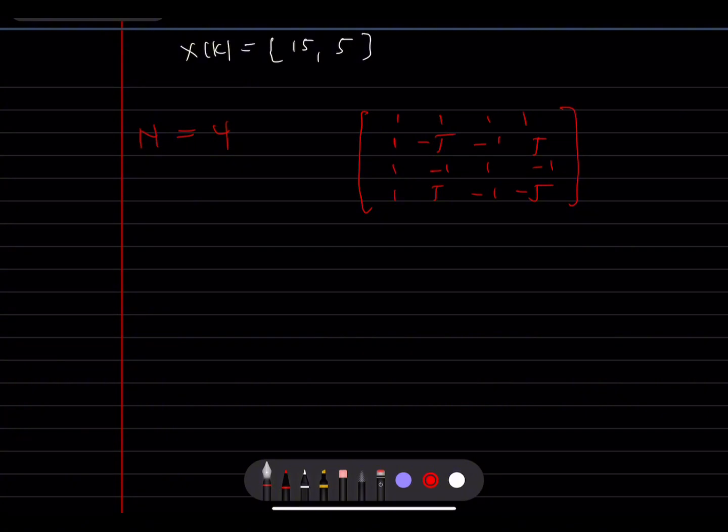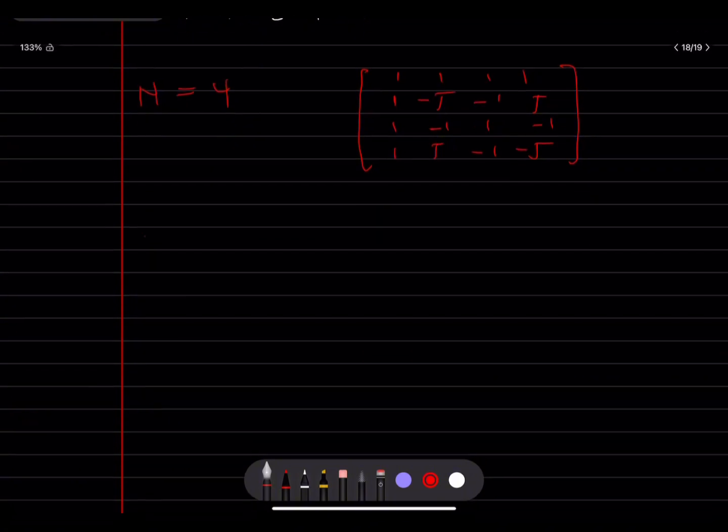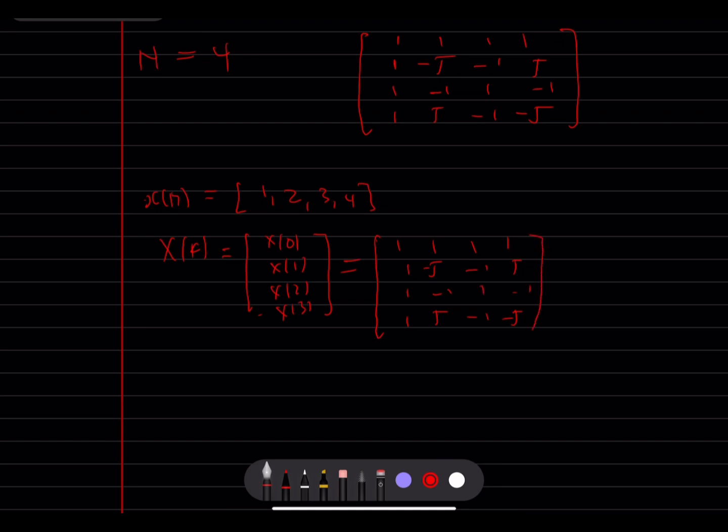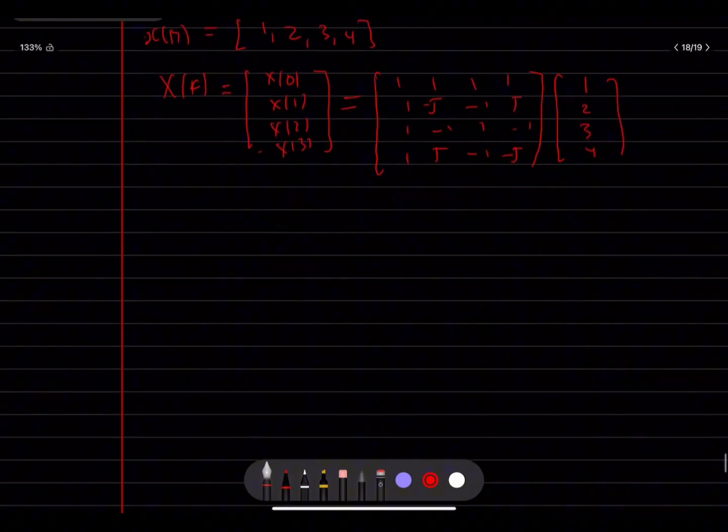You have your Twiddle factor matrix here, and then for the given sequence x of n equal to maybe 1, 2, 3, and 4, you are going to get X of k, which is equal to X of 0, X of 1, X of 2, X of 3. And based on this, it is equal to the Twiddle factor matrix, 1, 1, 1, 1, 1, negative j, negative 1, j, and so on, and then the input is 1, 2, 3, 4.